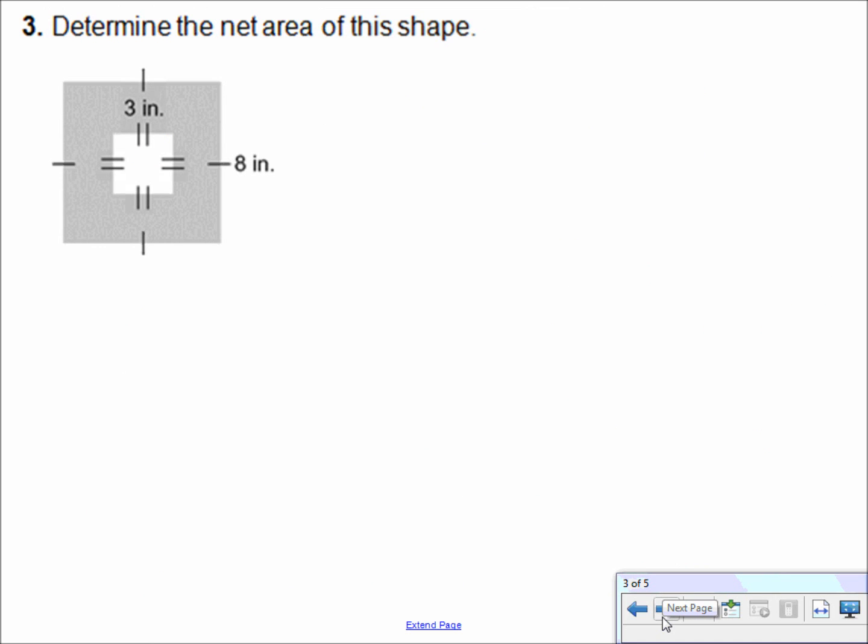Okay, so this is an example. Determine the net area of this shape. So the shape is actually the gray part. So, you know, think back to the Flintstones when they would make square wheels, right, as a joke. Is the Flintstones? Okay, whatever.